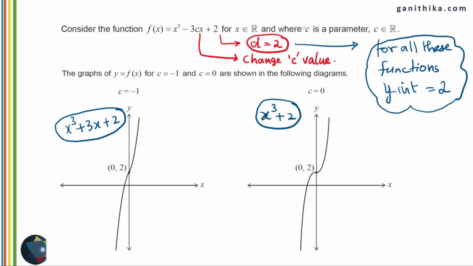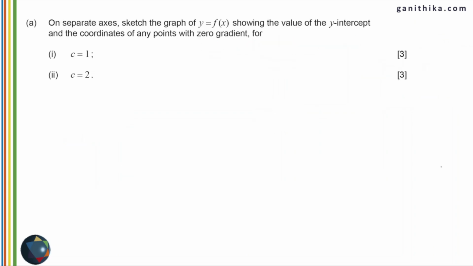You don't have to graph them anymore. But going further, you are asked to graph for c equal to 1 and c equal to 2. But how are you going to graph them? You are not going to graph them on the same axis. You are going to use two separate axes for this. So c equal to 1 will be graphed on one axis and c equal to 2 will be graphed on another axis.